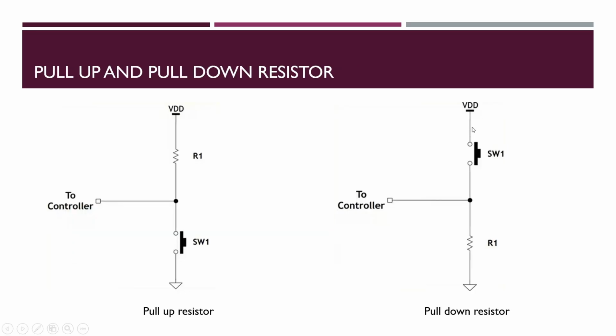So next one is pull up and pull down resistor. The first diagram is a pull up resistor. A pull up resistor is a resistor used to ensure that a wire is pulled to a high logic value in the absence of input signals.